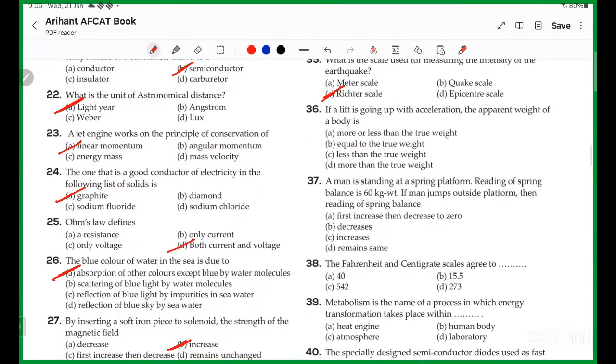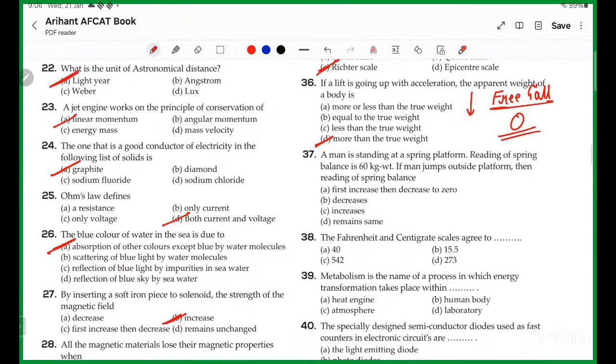If a lift is going up with acceleration, the apparent weight of the body will always increase; it will be more than the true weight. If the lift is coming down, it will be less than the true weight. If the lift free falls, that is, the lift is broken, then the weight inside will be zero. A man is standing on a platform and the spring balance reads 60 kg. If the man jumps off the platform, the reading will first increase, then decrease to zero.